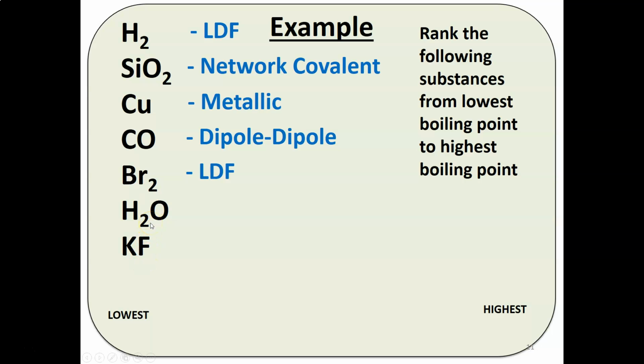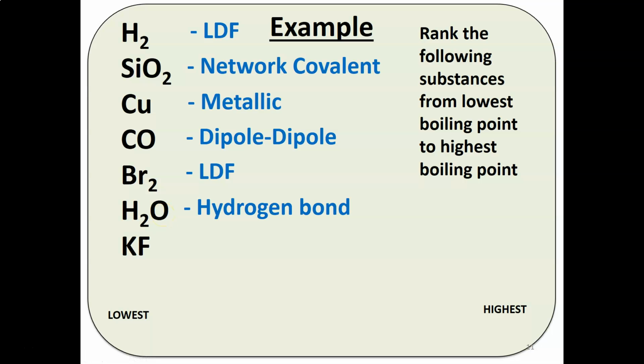Water, if you remember, has lone pairs on the oxygen, which cause it to be bent. That means it ends up polar. It also meets the criteria for hydrogen bonding. We have a hydrogen connected to one of the NOF atoms. The oxygen has lone pairs on it, so that will be a hydrogen bond.